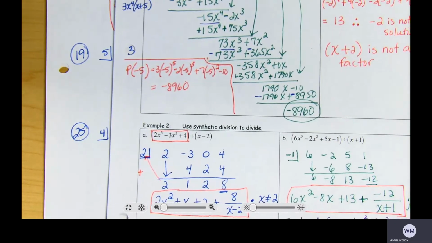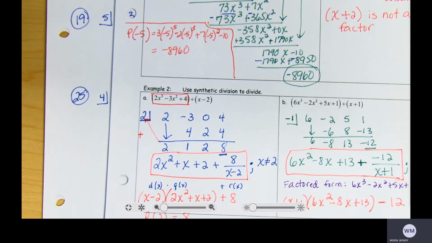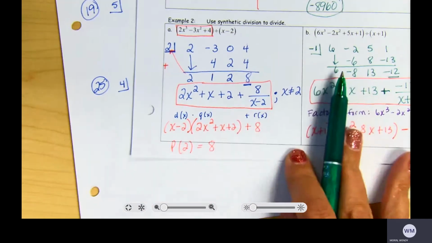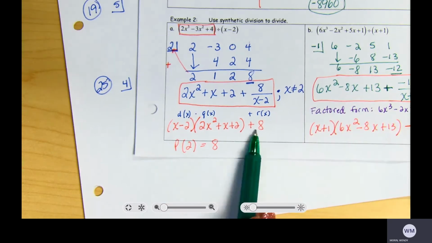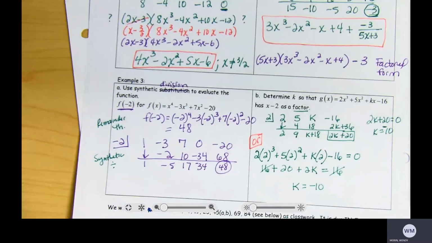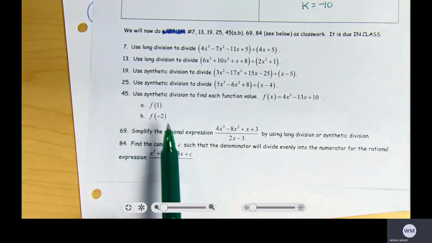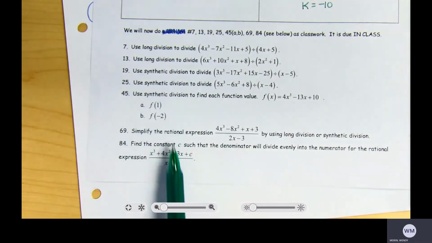Okay, so going back to here, this is the answer to your division problem. This is the answer if they ask you for what is the factored form. And this is the answer if they ask you for the remainder. Okay, so I just want to clarify that. I will put up the answers to these problems so you can check those. I'll put those up on the website as well.